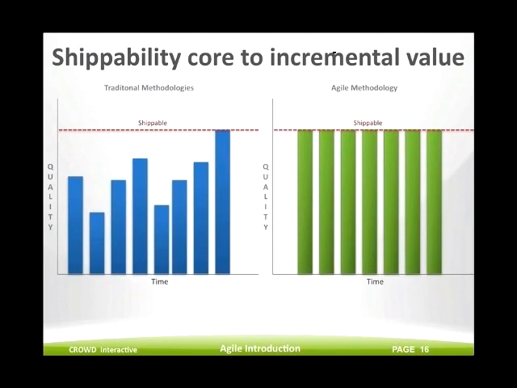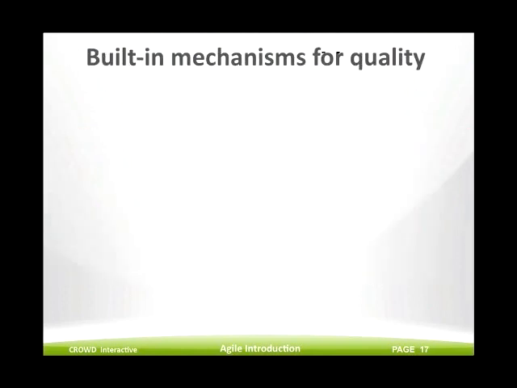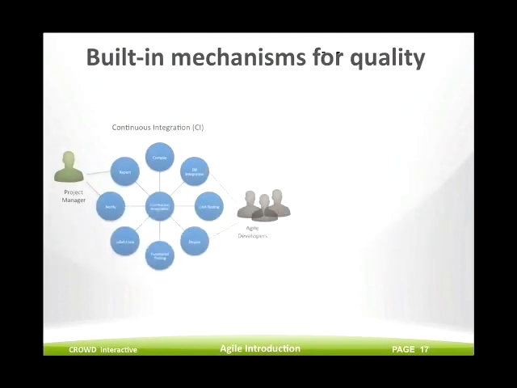So in order to be successful in creating a shippable product, you have to have built-in mechanisms for quality, which Agile has. Right? The first and perhaps the most important is continuous integration, which is, all throughout the project, having this sort of automated and relentless testing.